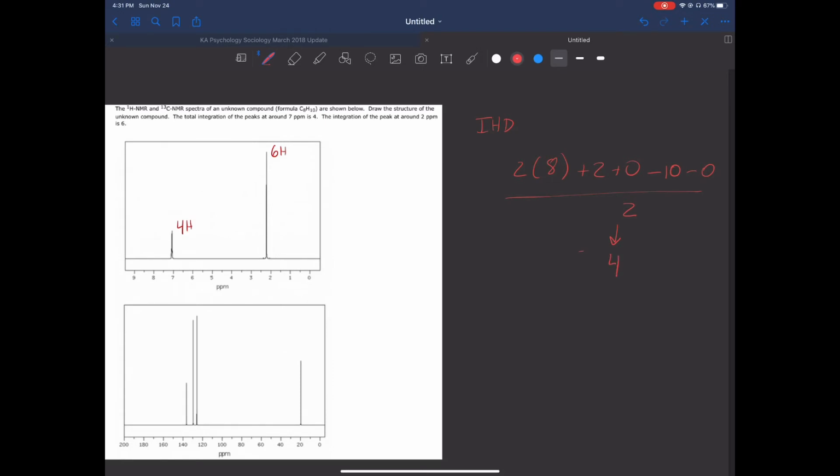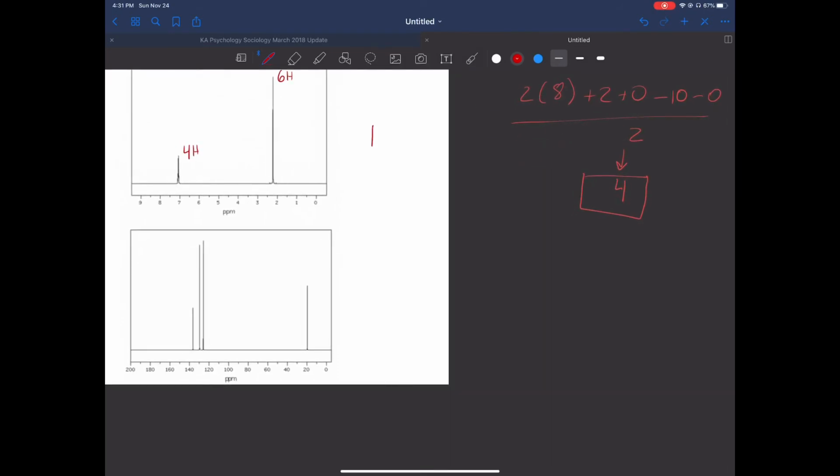Okay? This is another massive hint to solving this question. You have an IHD of 4. Most of the time, that is representing a benzene ring. So here's what we're going to do. We're going to start off drawing a benzene ring.